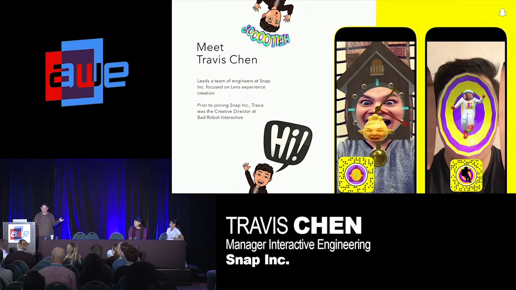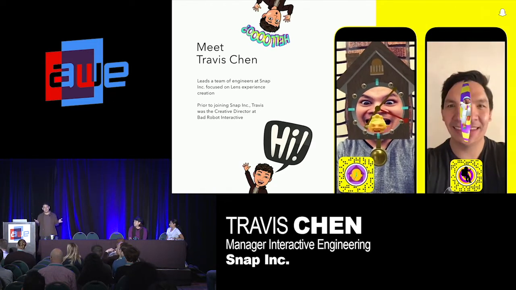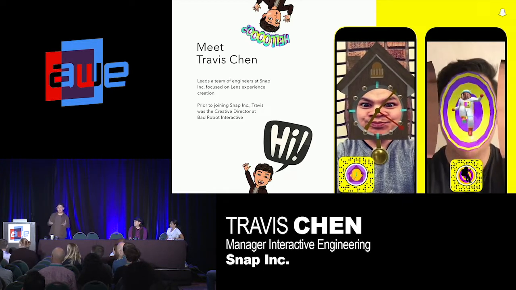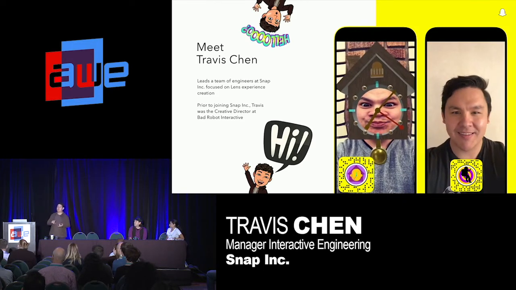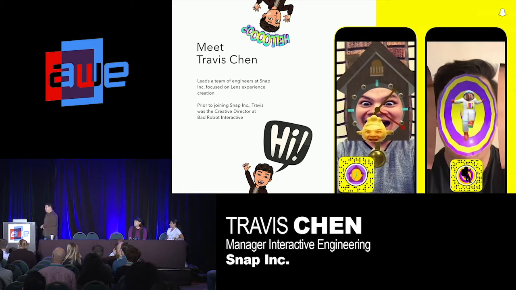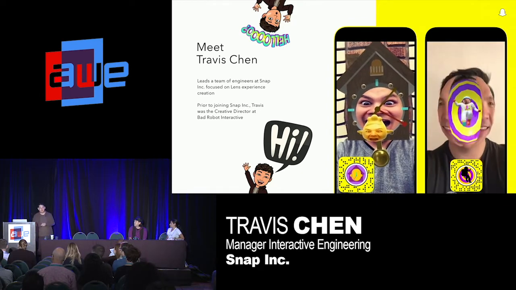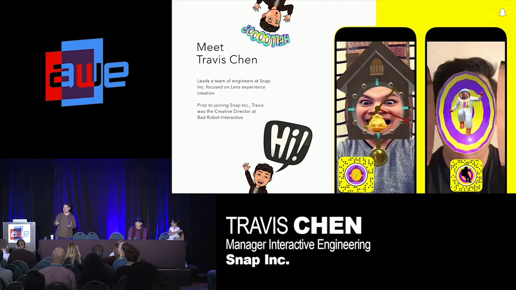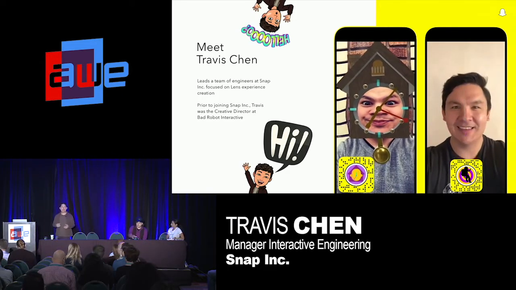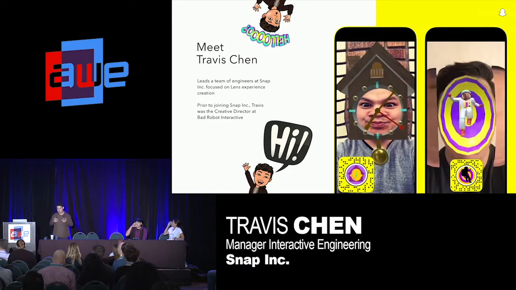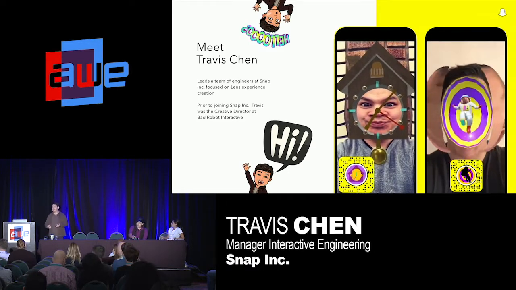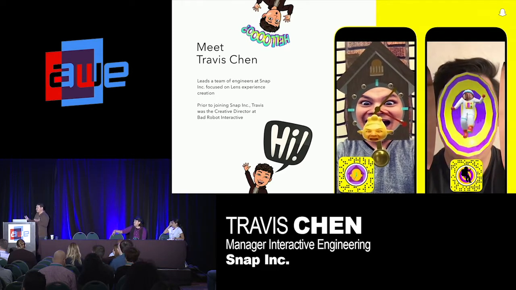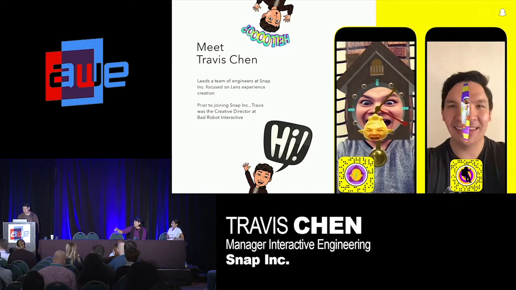A little bit about myself. I lead a team of engineers at Snap focused on lens experience creation. For the tool, we work on the tool's content, so the templates, the tutorial videos, the documentation, and more. Prior to Snap, I was working at Bad Robot, where I had been working on this augmented reality app called Action Movie Effects. And this experience really ignited this fascination for me for augmented reality as creative, storytelling, and interactive medium. And it's ultimately what led me to Snap 2 years ago.